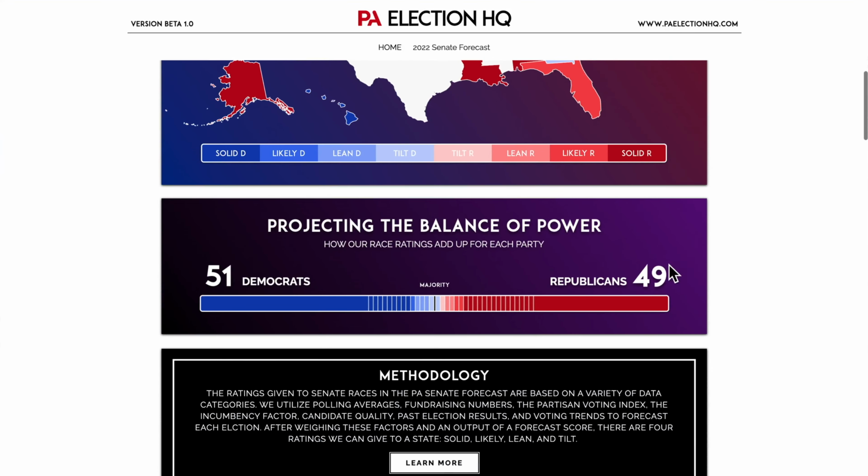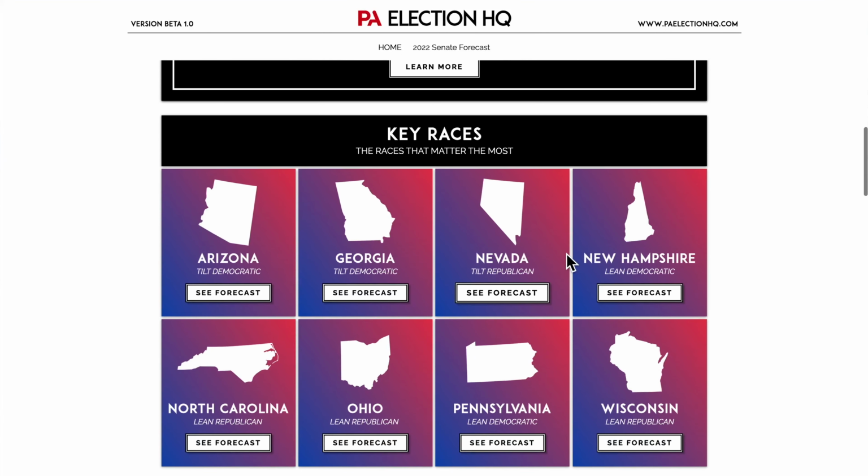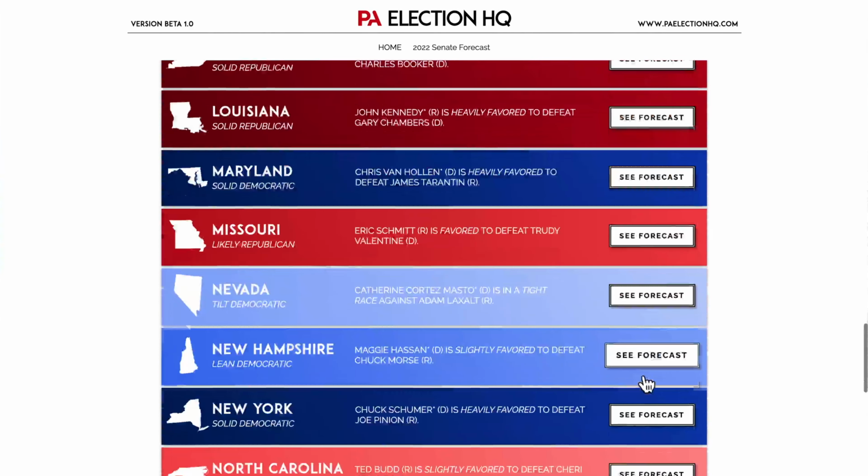Looking at this forecast page, we also have a chart here showing the amount of seats for both Democrats and Republicans. As you can see, right now we have it at 51-49. The methodology can be found by clicking on the Learn More button here. Then you can also see the 8 races that will matter the most. These are the key races, and this basically allows you to easily get to these forecast pages. You can also see our ratings in every single state on the map.